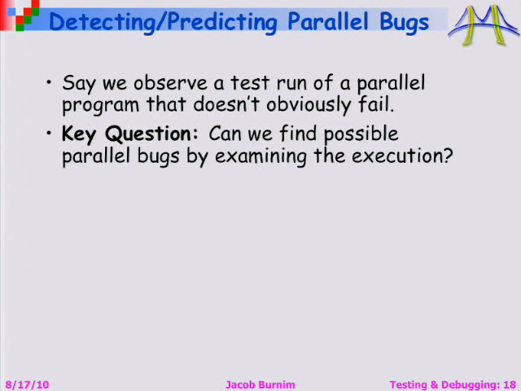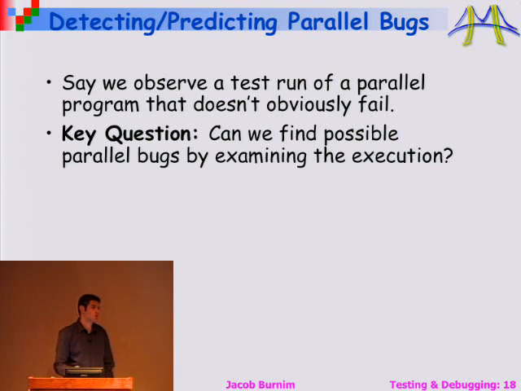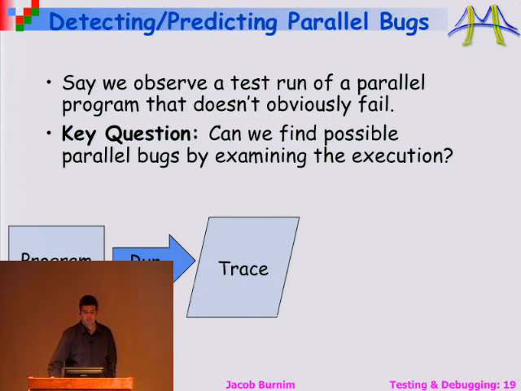Okay, so again, the question we have here is, we observe a test run of a parallel program, and it doesn't obviously fail. It doesn't crash, and the output looks okay. I mean, maybe we're not sure that it's totally correct, but at least it doesn't look absurd. So normally we might just have to say, well, that test passed, and we'll have to move on to other tests. But we want to ask, well, maybe if we look at this execution, we could learn something more about possible bugs in the program.